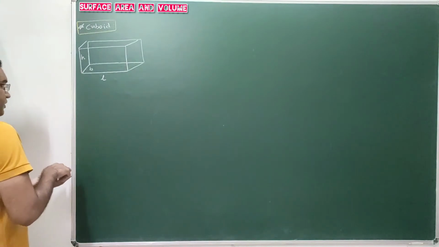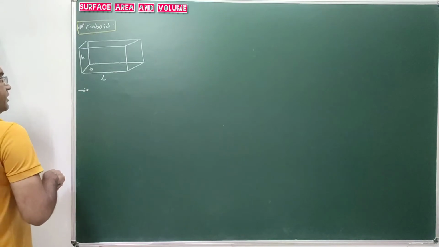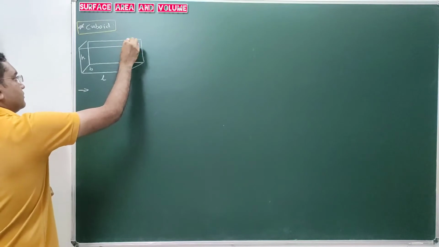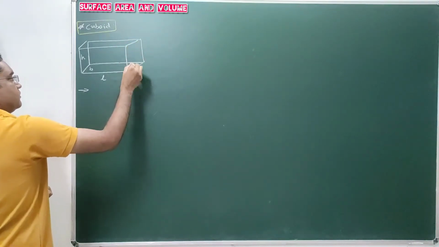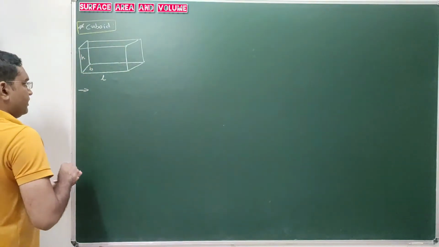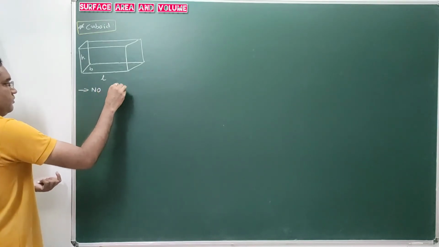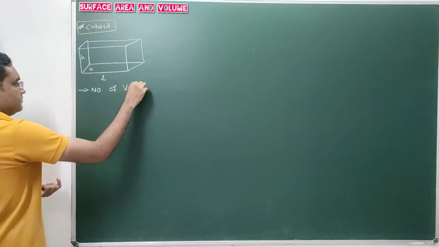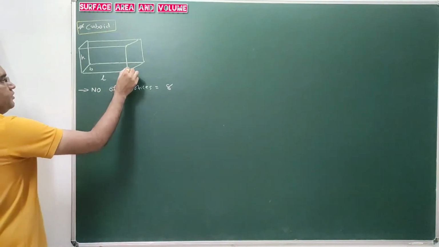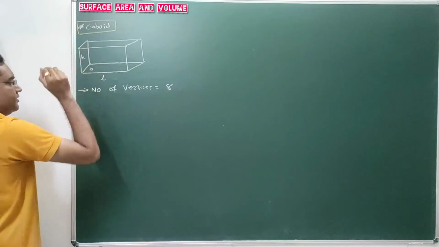we can say this cuboid has a total of 8 vertices. These are the vertices: 1, 2, 3, 4, 5, 6, 7, 8. Total 8 vertices are there. So for cuboid, the number of vertices is 8. You can say this is point A, point B, point C, point D, point E, point F, G and H.